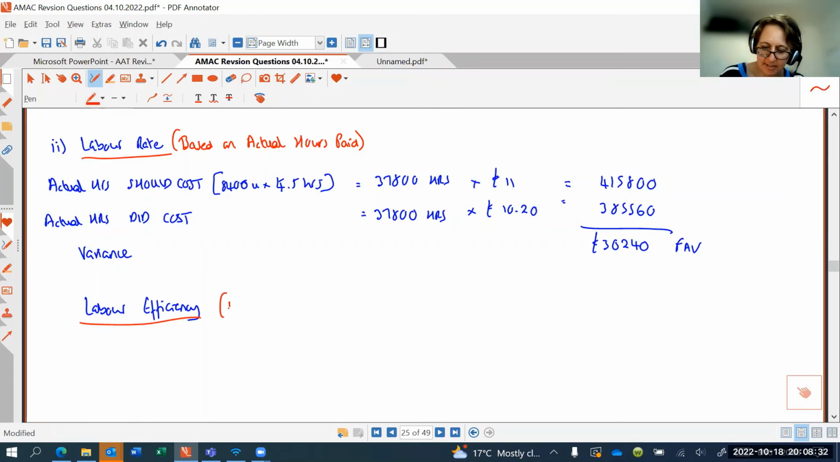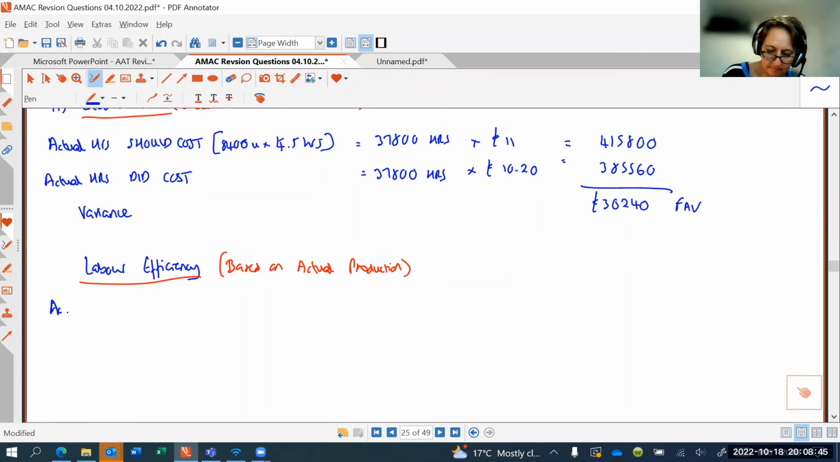So labour efficiency, we've done one of those before. It's based on actual production. And because it's based on actual production, it starts with actual production. Let me just leave a space for it. So actual production should take.